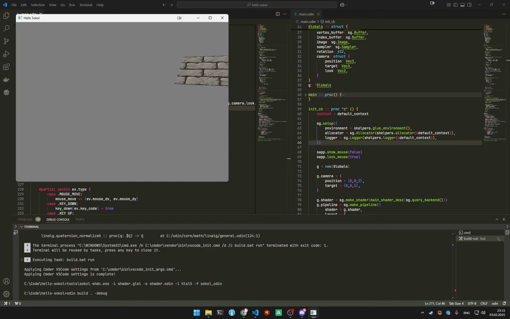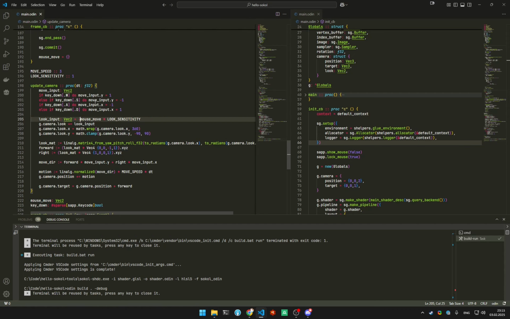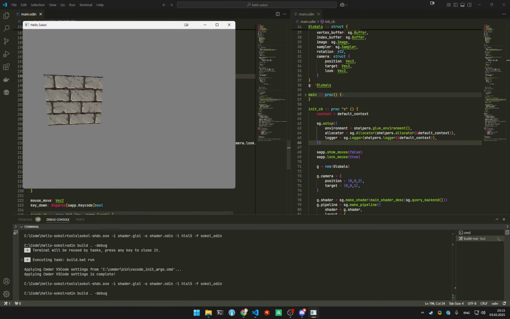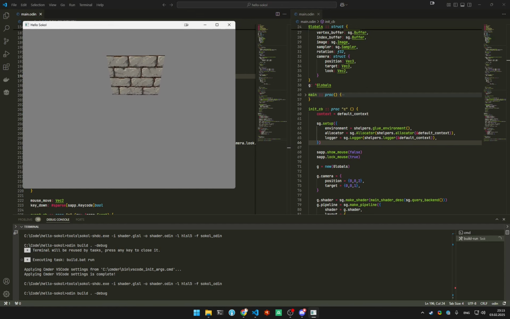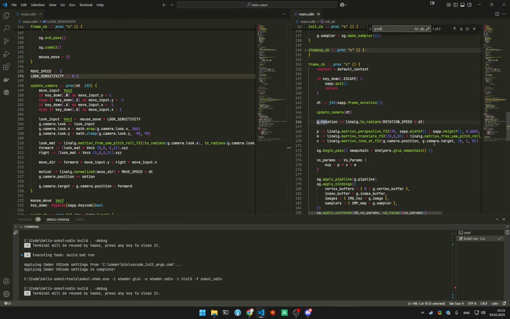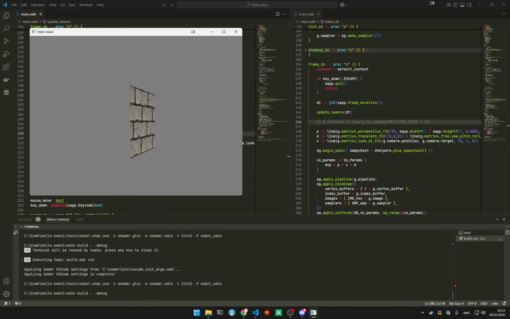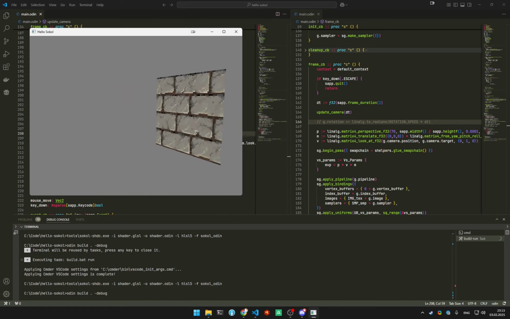So now we can actually look around. Yeah, the controls are a little bit weird. I believe we need to invert the mouse movement, so X and Y should be flipped, and the sensitivity is a bit too much. Maybe 0.3 is better. Yeah, now I can control it. So now, if I stop the rotation of this one, we can actually move around. And yeah, look at this cute wall.